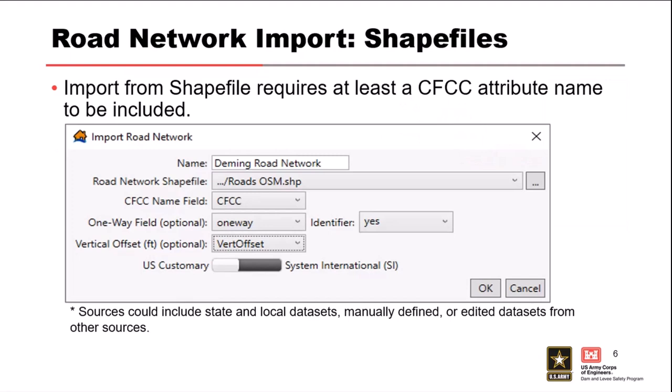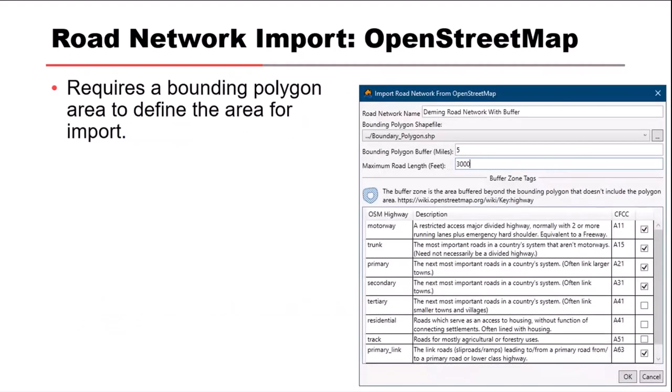Importing from shapefile is very easy, right? If you have a shapefile of your road segments that you want to use, maybe you got it from another source, maybe you made it by hand, whatever the case, you can import that from a shapefile. And when that's the case, you're required to provide the CFCC codes for that road network. Otherwise, the other ones are optional. Importing from OpenStreetMap is very easy. You just provide your bounding polygon, and then it'll import all the roads within that bounding polygon.